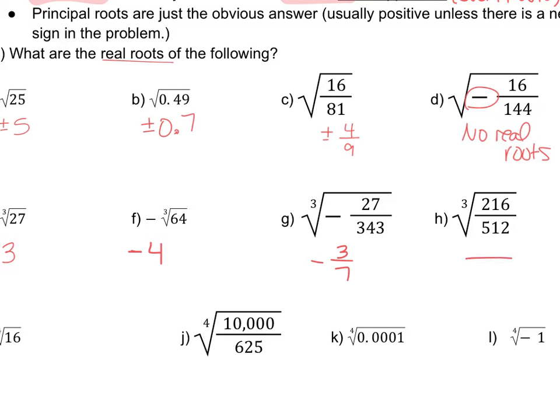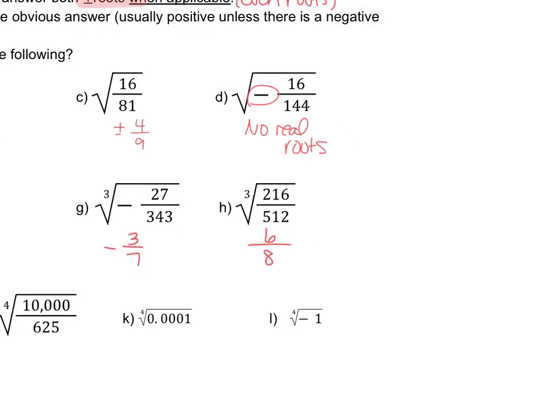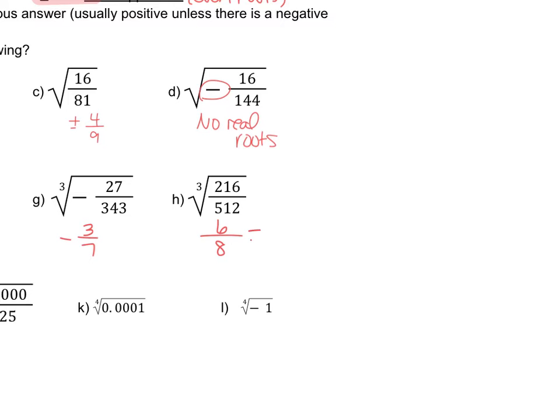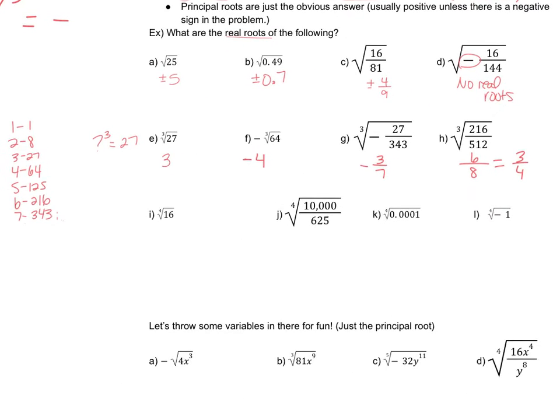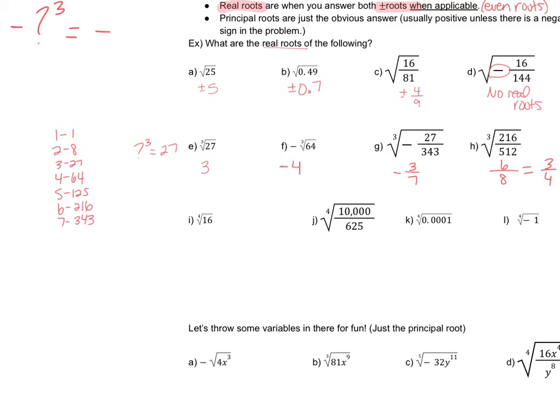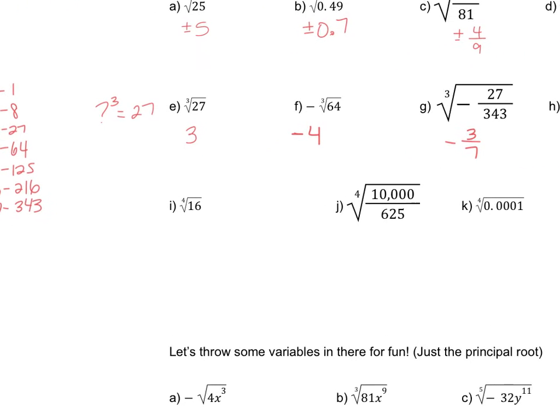The last one, the cube root of 216 is 6. And then the cube root of 512 is 8. And then that reduces, of course, to 3/4. Okay, now, we've got all that. Let's see if I can shrink this. Oops. Oh, nope, can't. So now let's do fourth roots.